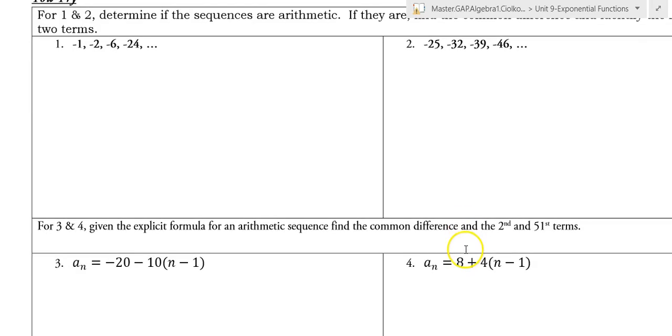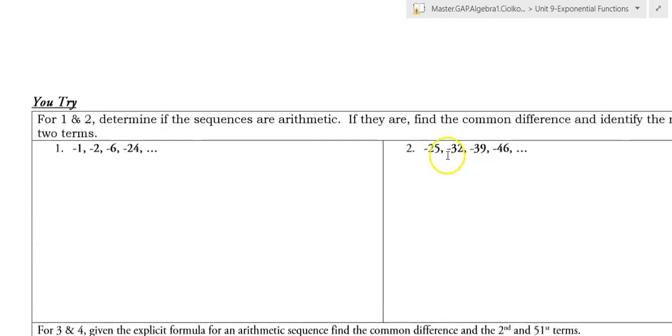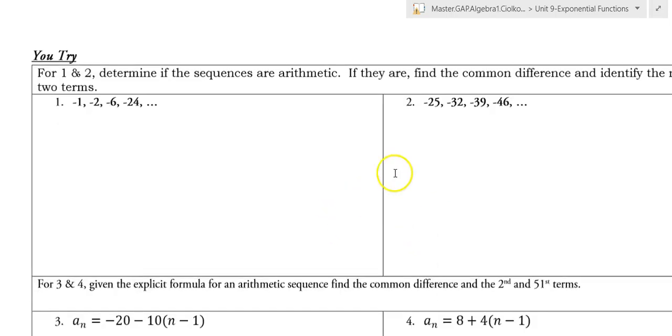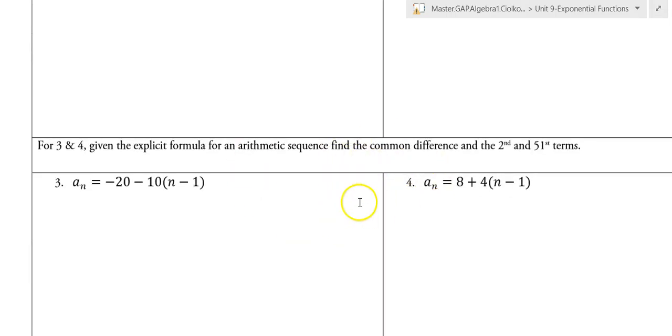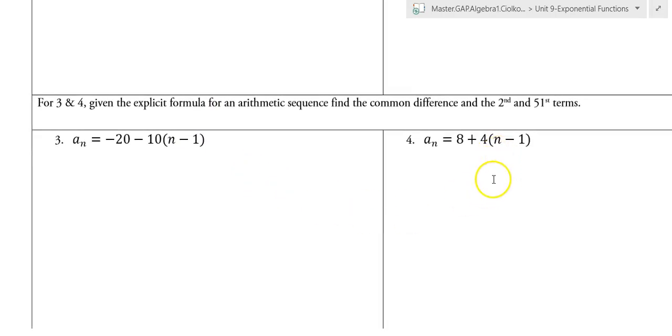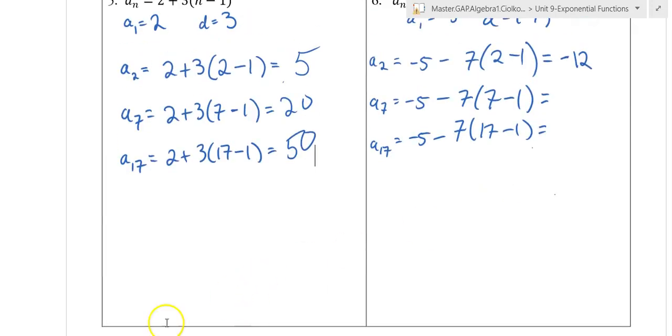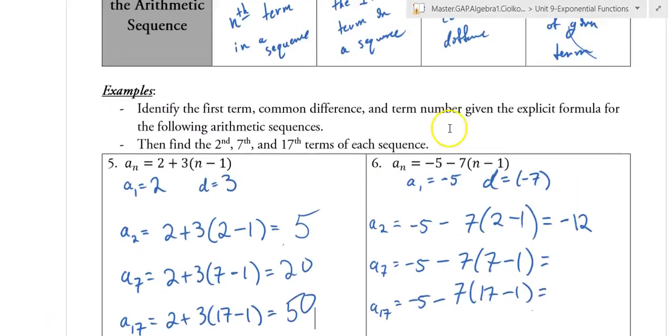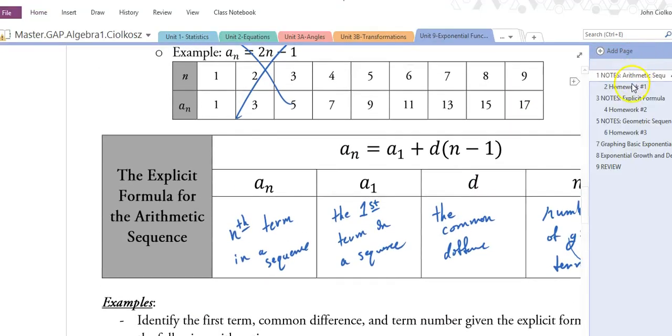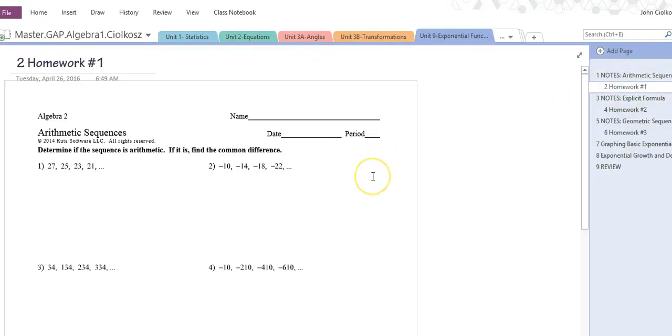Here, we'll be doing the exact same thing, again finding that common difference and seeing if it's arithmetic. So if you'd like, you can complete these now for practice, but again, it's the same thing as we've done up here. Once you finish that, go on to number 2. For this one, you're going to complete all of these problems.